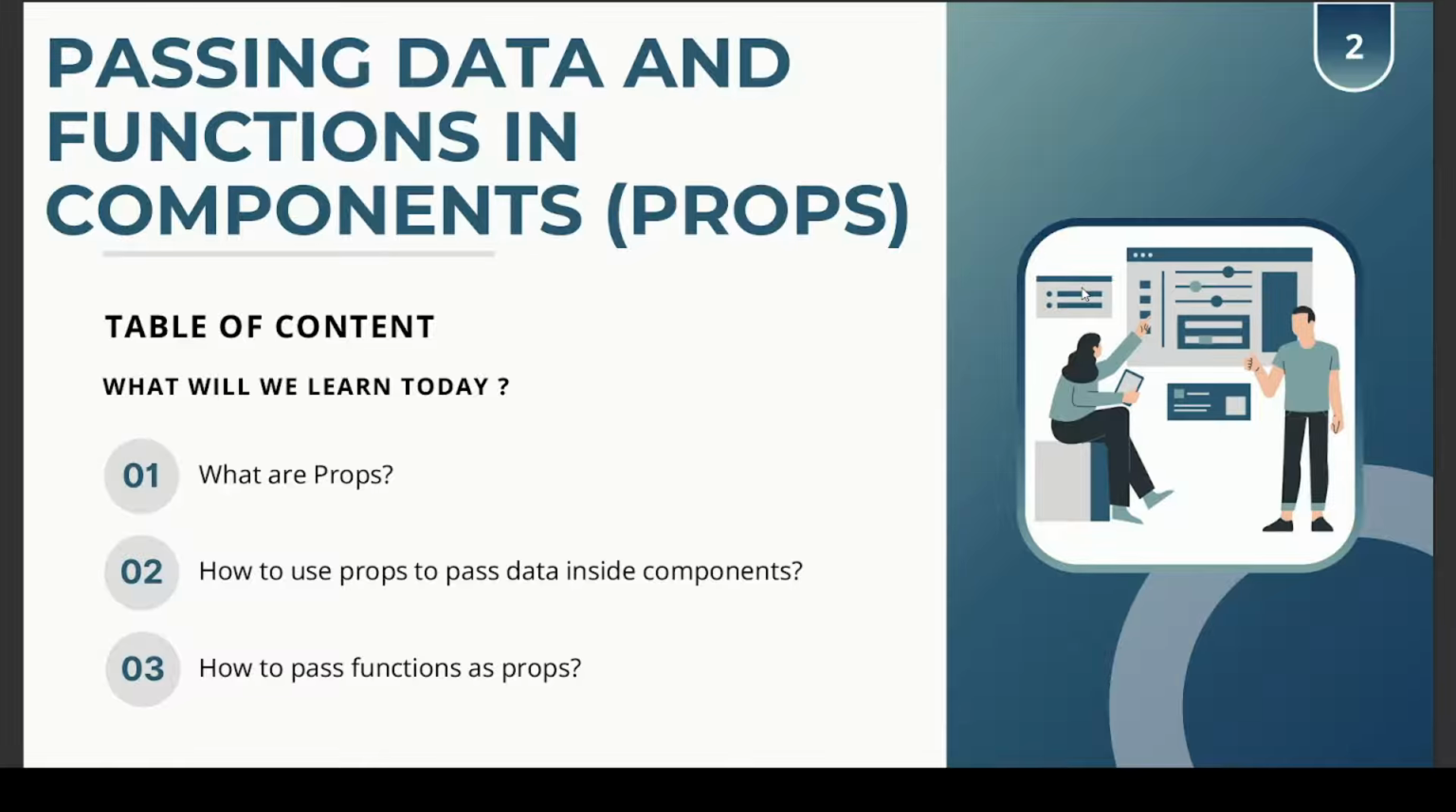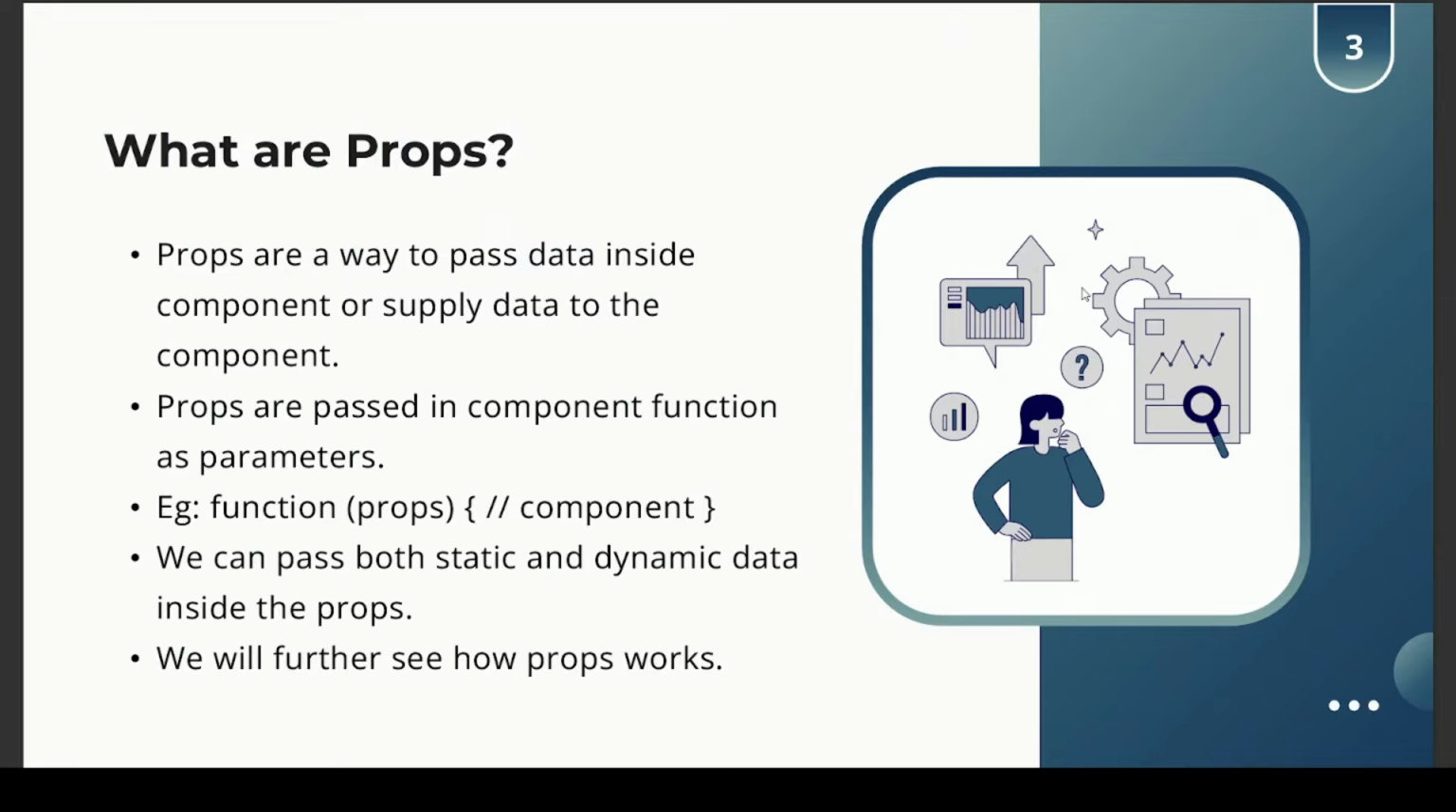So first of all, let's see what props are. In short we call them props, but it resembles properties. Props are a way to pass data inside components, or supply data to the component. Props are passed in the component function as a parameter, or you can say an object of parameters. For example, this syntax is written like props here, and this is a functional component. And we can pass both static and dynamic data inside the props. Now we will further see how the props work.